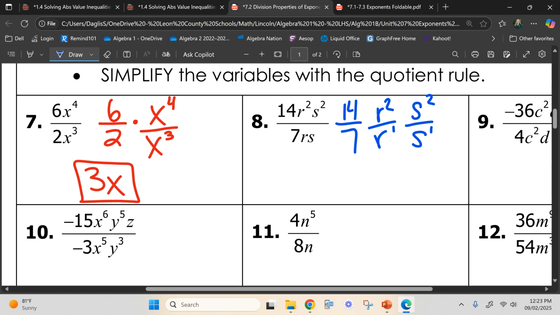Might as well. So, separate each piece. What is 14 over 7? 2. r squared over r? r, good. s squared over s? s. I know what you meant. Oh, the exponent is 1. Yeah. So, it's 2rs, the end.